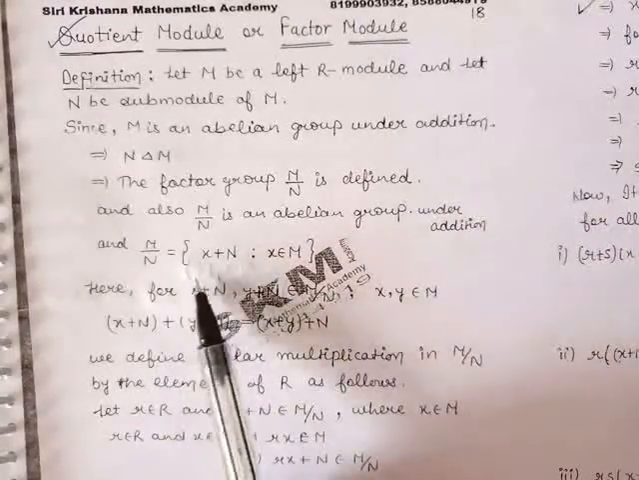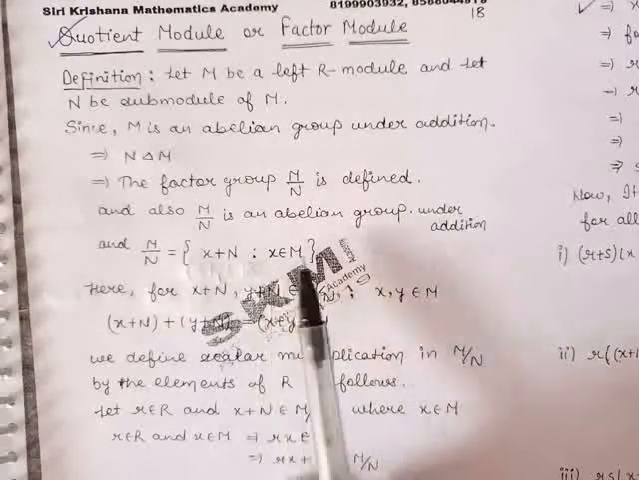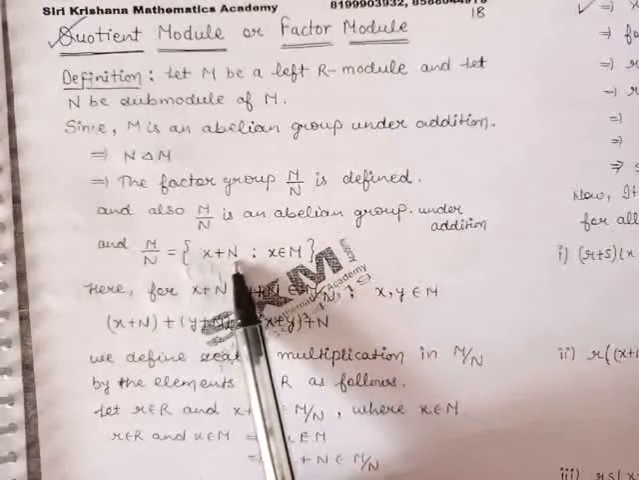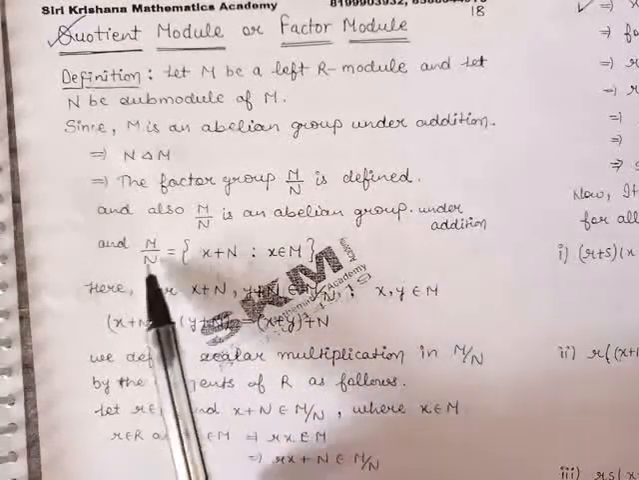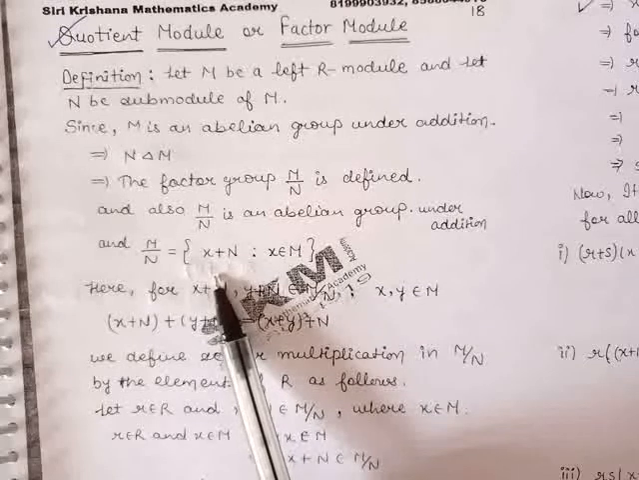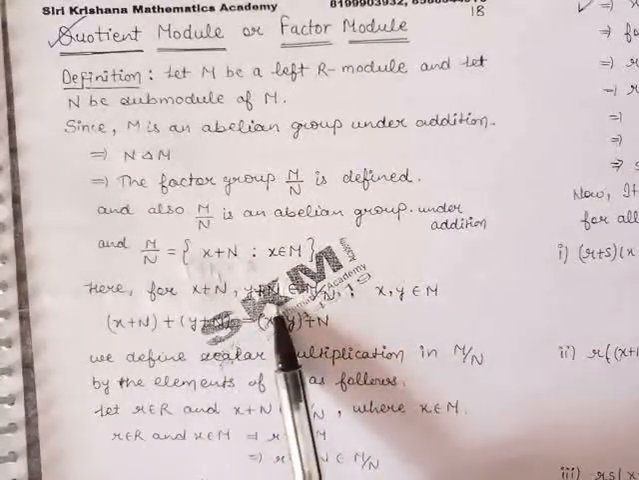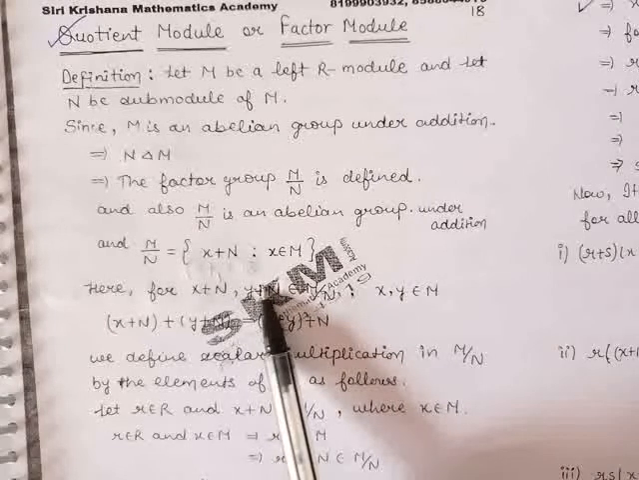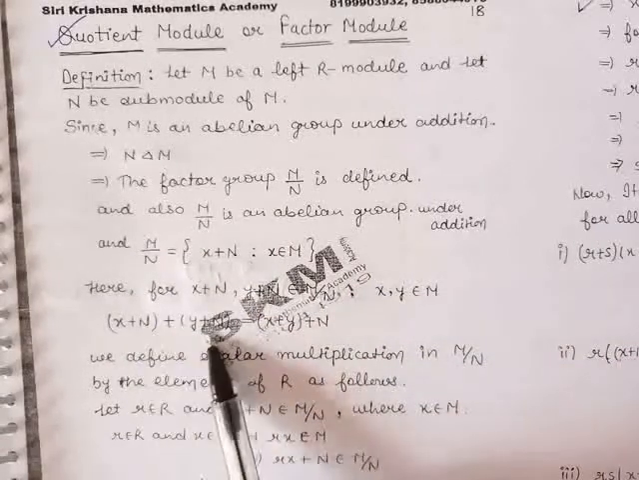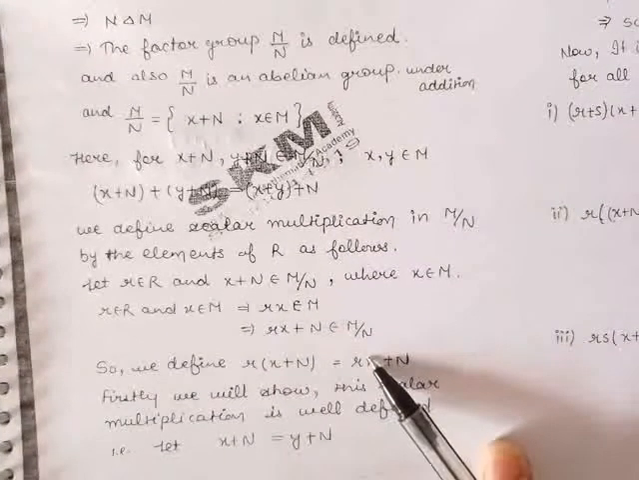And M by N is the set consisting of elements of the form of cosets formed by the elements of M. So if we take x belonging to M, then the cosets x plus N, such type of elements form the quotient module. Now, to prove that this defines a quotient module, we will have to define vector addition and scalar multiplication. So let us take two elements from M by N. First element we have taken x plus N, and second y plus N. These are coset type elements. Here x and y belong to M, and we define the vector addition in M by N by (x plus N) plus (y plus N) is equal to x plus y plus N. So in this way we have defined vector addition in M by N.